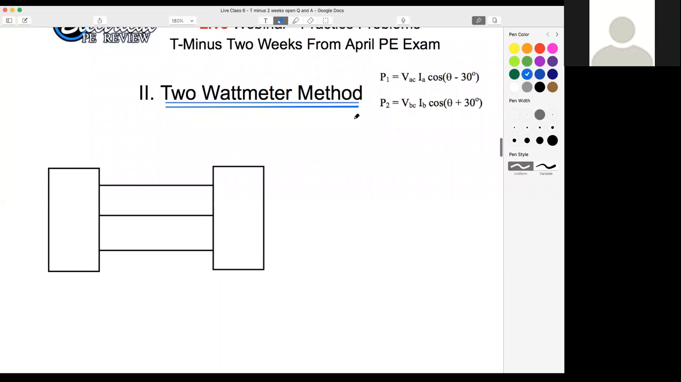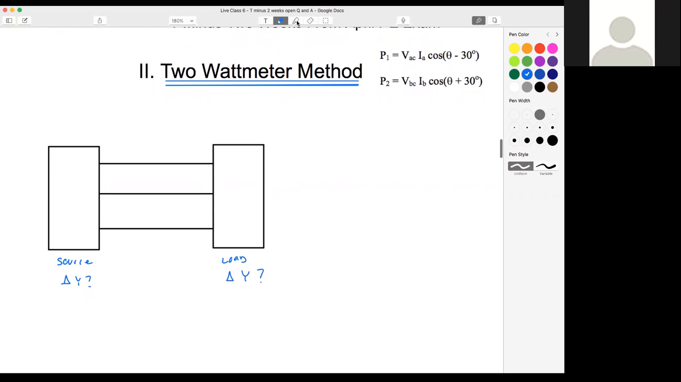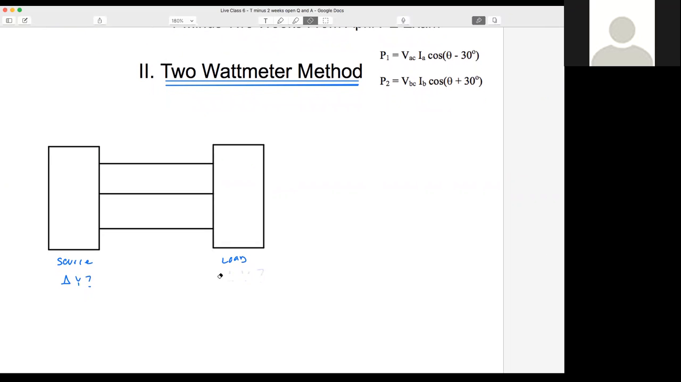All right, so the 2-watt meter method, if this is our source here on the left, and this is our load here on the right, does it matter if these are delta or Y? Who can tell me? It's okay if you're not sure either. And the answer is it doesn't matter.